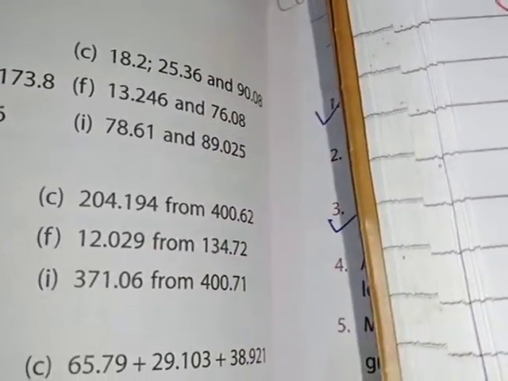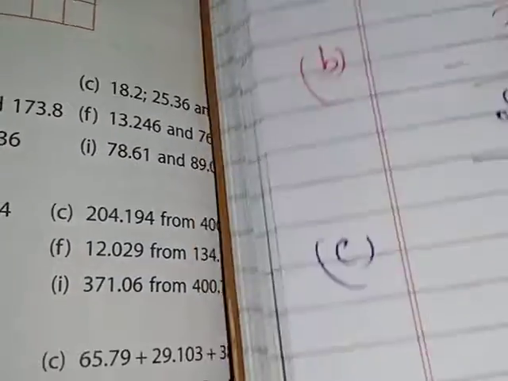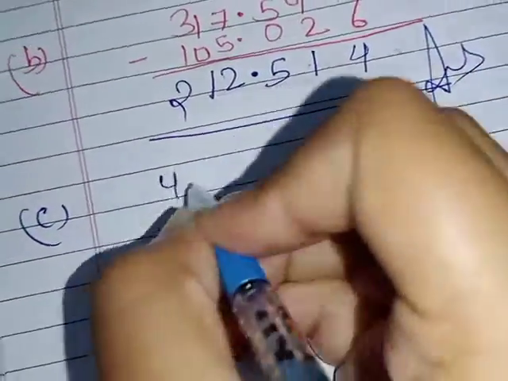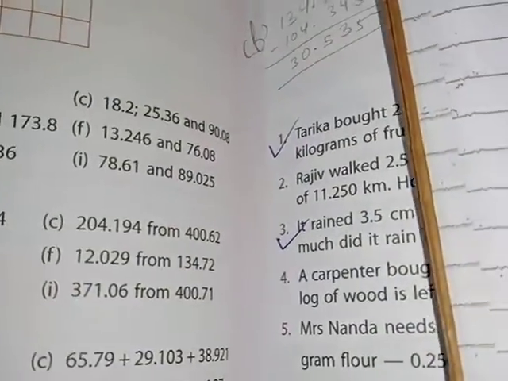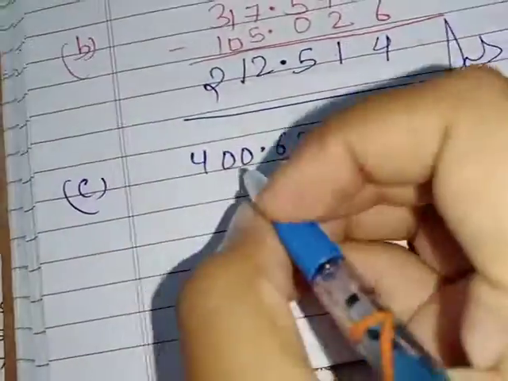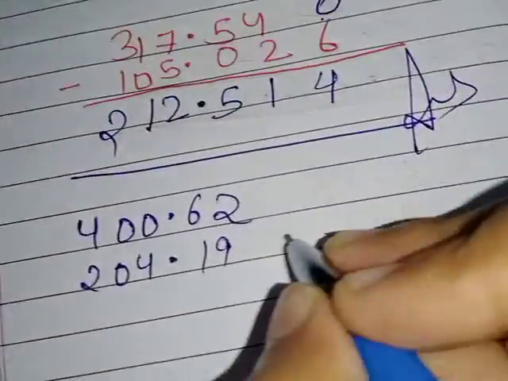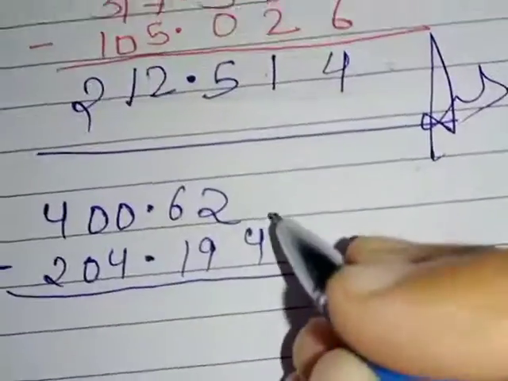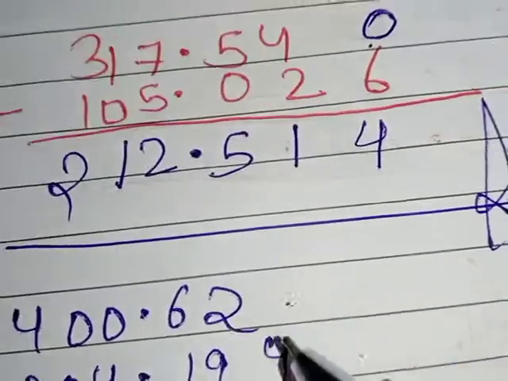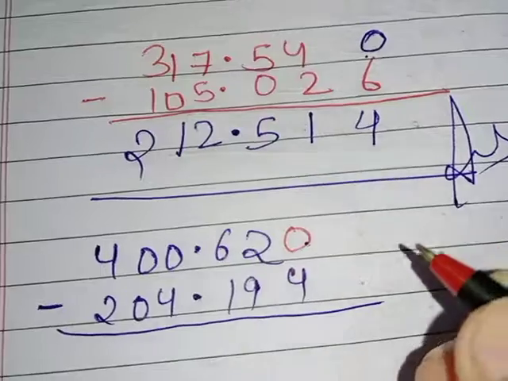The question is subtract 204.194 from 400.62. So first of all, 400.62 we will write like this, and then we have 204.194. 194, yes. So I'll write 4 here. Again, we don't have anything in the thousandth place here. So what shall we do? We'll write here 0 and then we will solve.